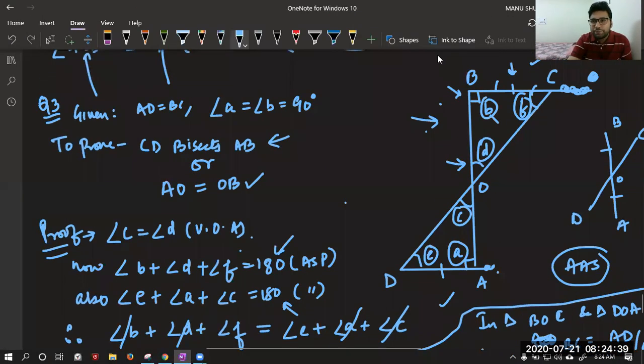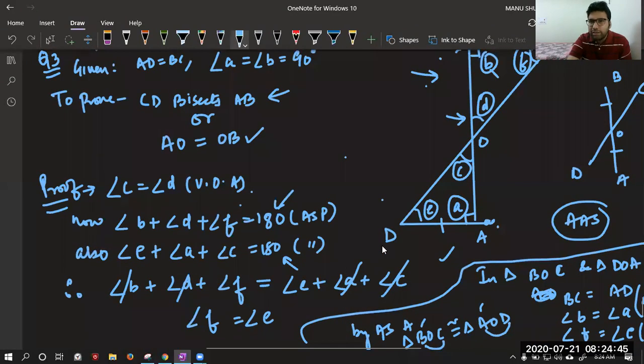Now tell. Sir, it should be AOD. Beta, what I have written? Yes, AOD, correct, beta. So all of you can prove this by double AS very easily, but just because I have not taught you double AS till now, I thought it is better if I do with what we have done already. Okay. So I hope you are able to understand this question very well.